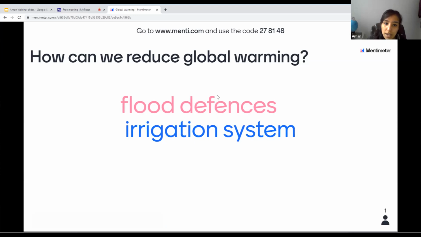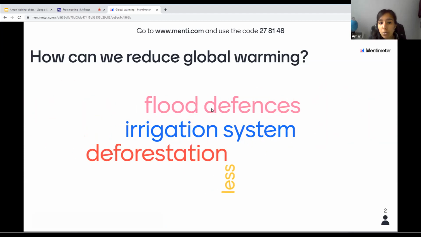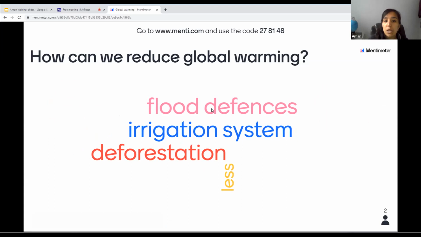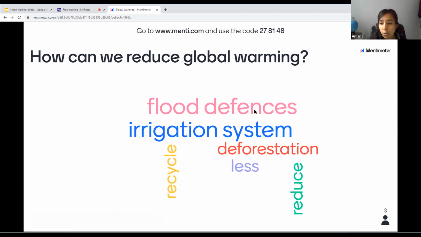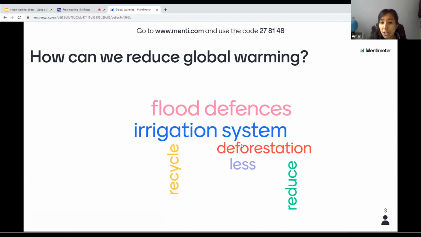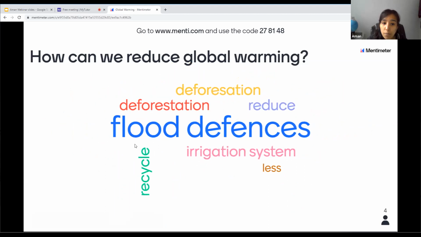Great. So someone's saying flood defences and irrigation systems. That's how to mitigate the effects of global warming. Specifically, if global warming's happening, we can put flood defences in to stop all the rainfall basically. An irrigation system is if there's a drought, we can provide water to our plants. Good. Yep, we can recycle.